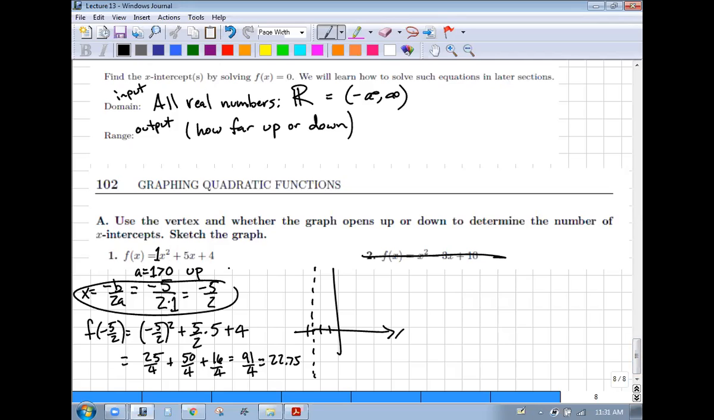So I used the vertex formula. I found the x value. So right here at -5/2 is the axis of symmetry. I plugged that value into the function to see what the y value is of the vertex. It's at 22.75. So up here at 22.75, our vertex is way up there. Okay, so because our vertex is above the x-axis, there are no x-intercepts.